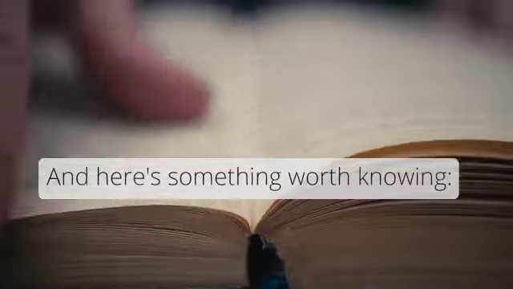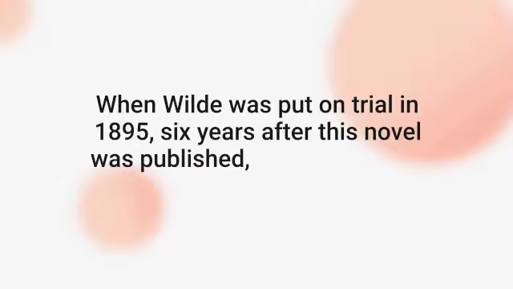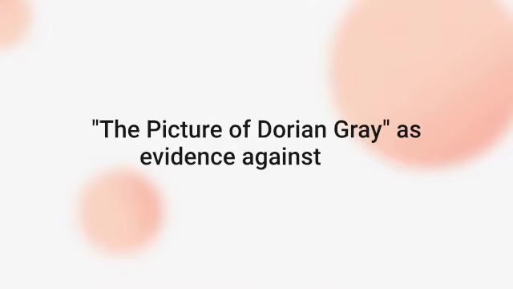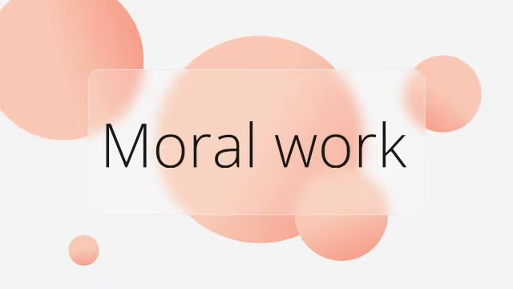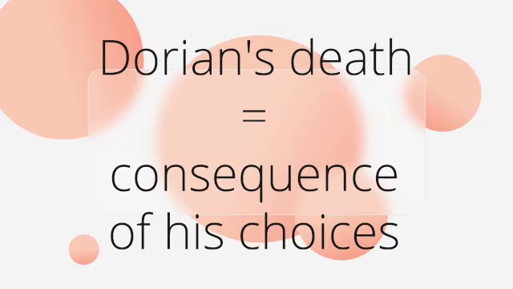And here's something worth knowing. When Wilde was put on trial in 1895, 6 years after this novel was published, the prosecution used The Picture of Dorian Gray as evidence against him. Passages were read out loud in court. Wilde's response was to argue that the novel was a moral work. Dorian's destruction is the consequence of his choices. The Gothic convention, in other words, was his alibi.